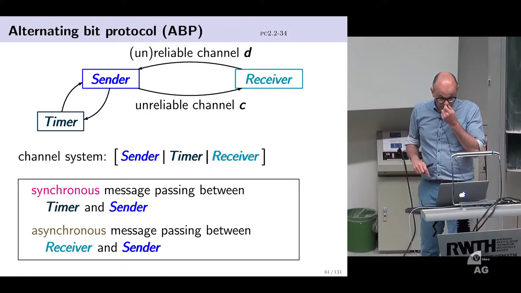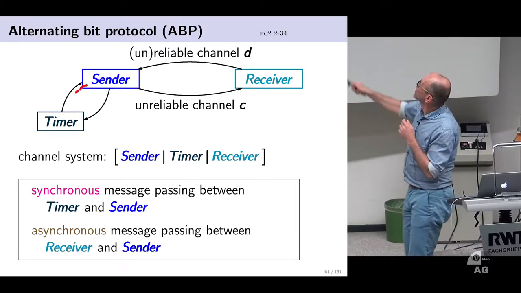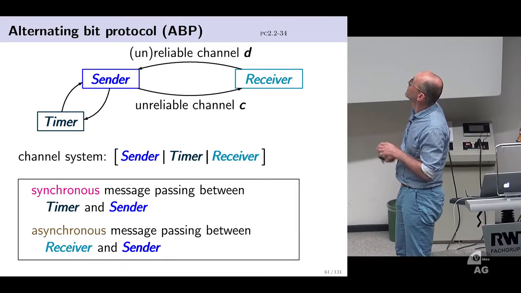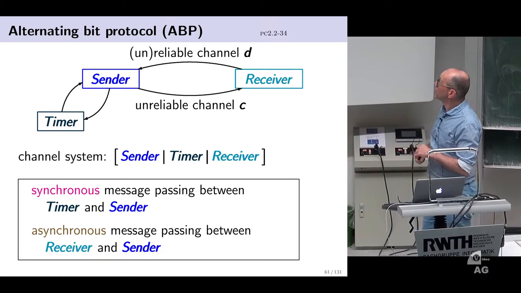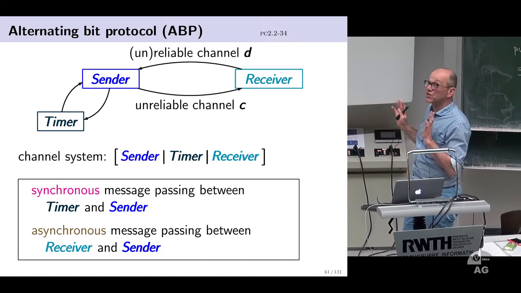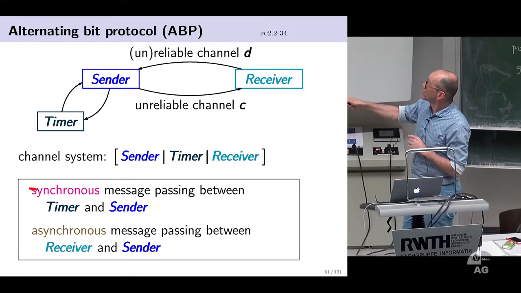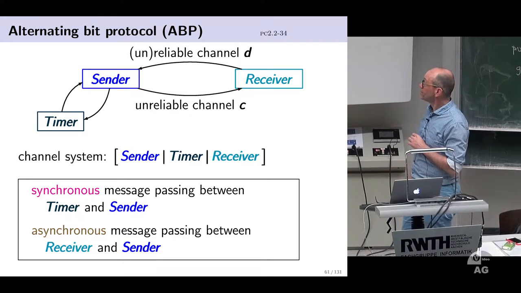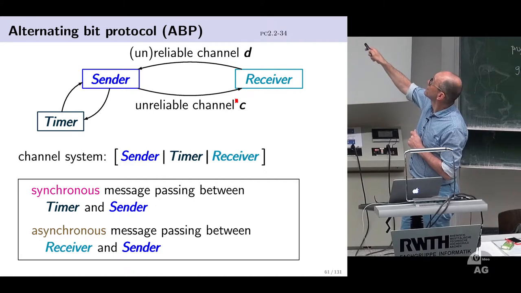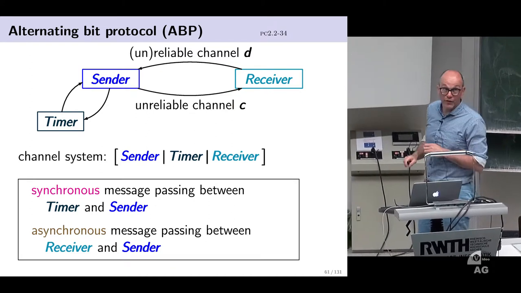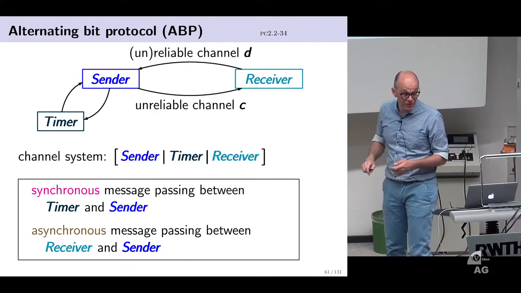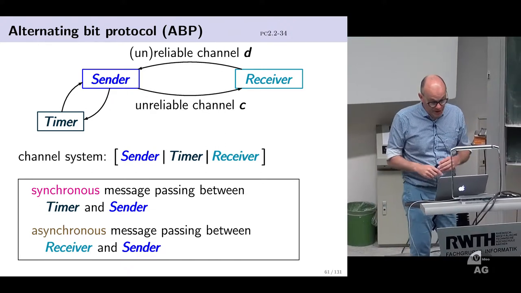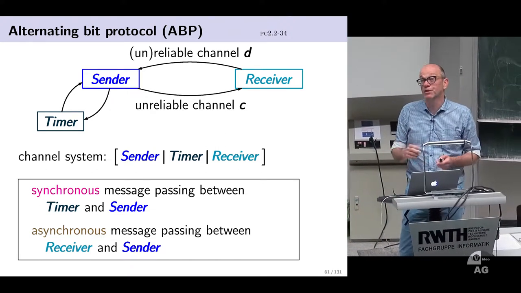Good. Now, I'm going to assume that also the sender communicates with the timer. How I'm going to do this? I'm going to assume that this happens by means of a channel of capacity 0. So there is a synchronous message passing between the timer and the sender. These buffers, C and D, they have a positive capacity. That means they basically exchange messages in an asynchronous manner.